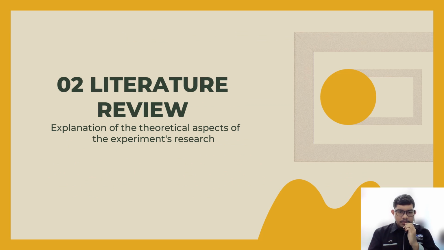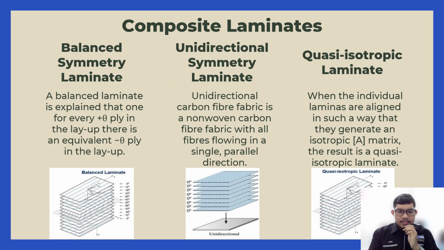Next is literature review. Explanation of the theoretical aspect of the experiment research. Composite laminates. Balanced symmetry laminate. A balanced laminate is explained that for every plus degree ply in the layout there is an equivalent negative degree ply in the layout. The symmetric laminate is one that is balanced along its midline and has a mirror image on both sides. For example, a symmetric laminate would be 0, plus 45, negative 45, negative 45, plus 45, and 0 degree.